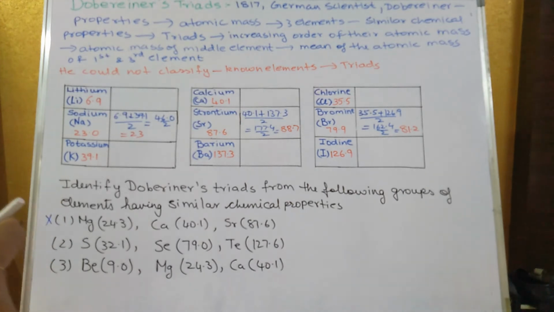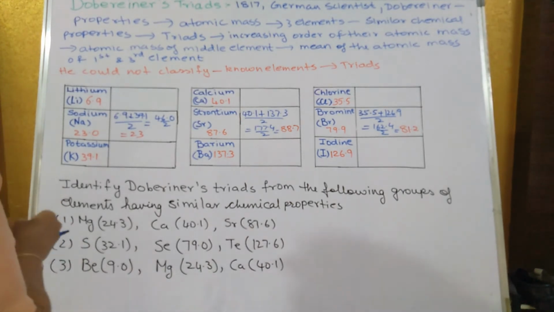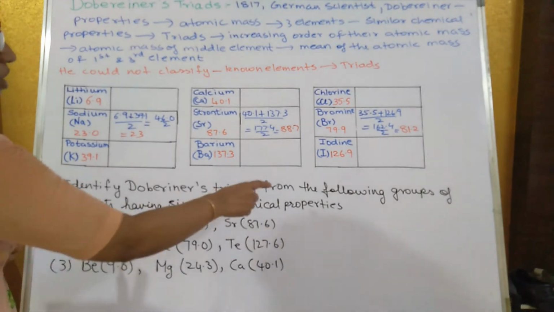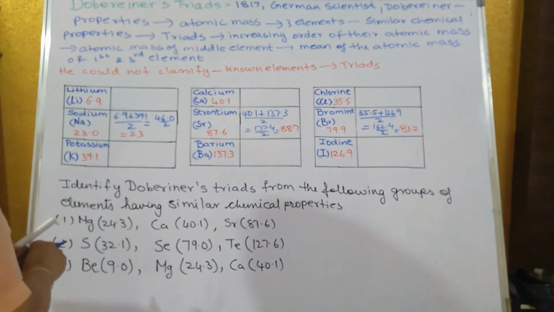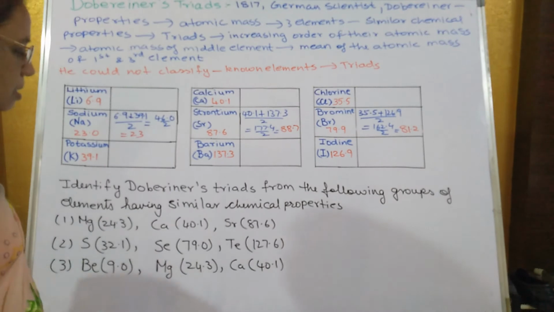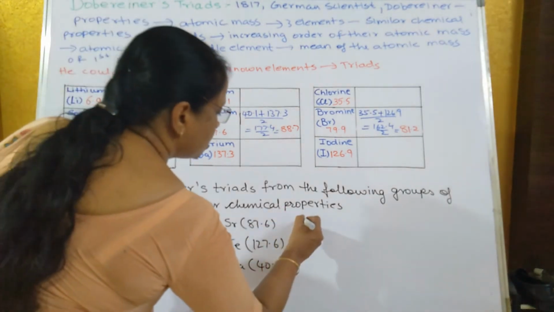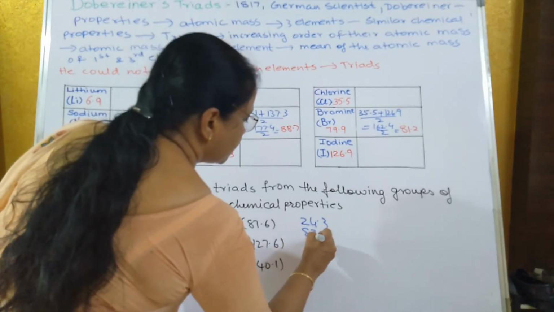Now there is one question in that particular first page of the second lesson, that identify the Dobereiner's triad from the following groups of elements having similar chemical property. Now the first element is magnesium and the third one is strontium. Magnesium is 24.3 and strontium is 87.6.